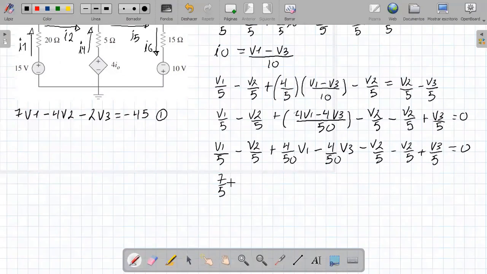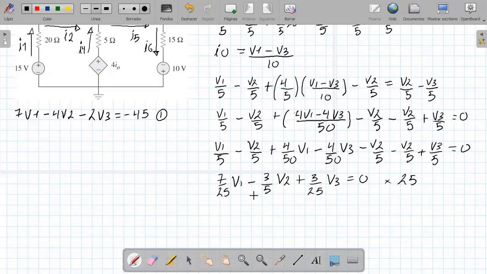7 over 25 of V1 minus 3/5 of V2 plus 3/25 V3 is equal to 0. If I multiply it by 25 to eliminate this, it would not be necessary. We can leave it that way. The idea is to just leave one variable V1, one variable V2, once V3, but we could leave it a little smaller or we could leave it like this.